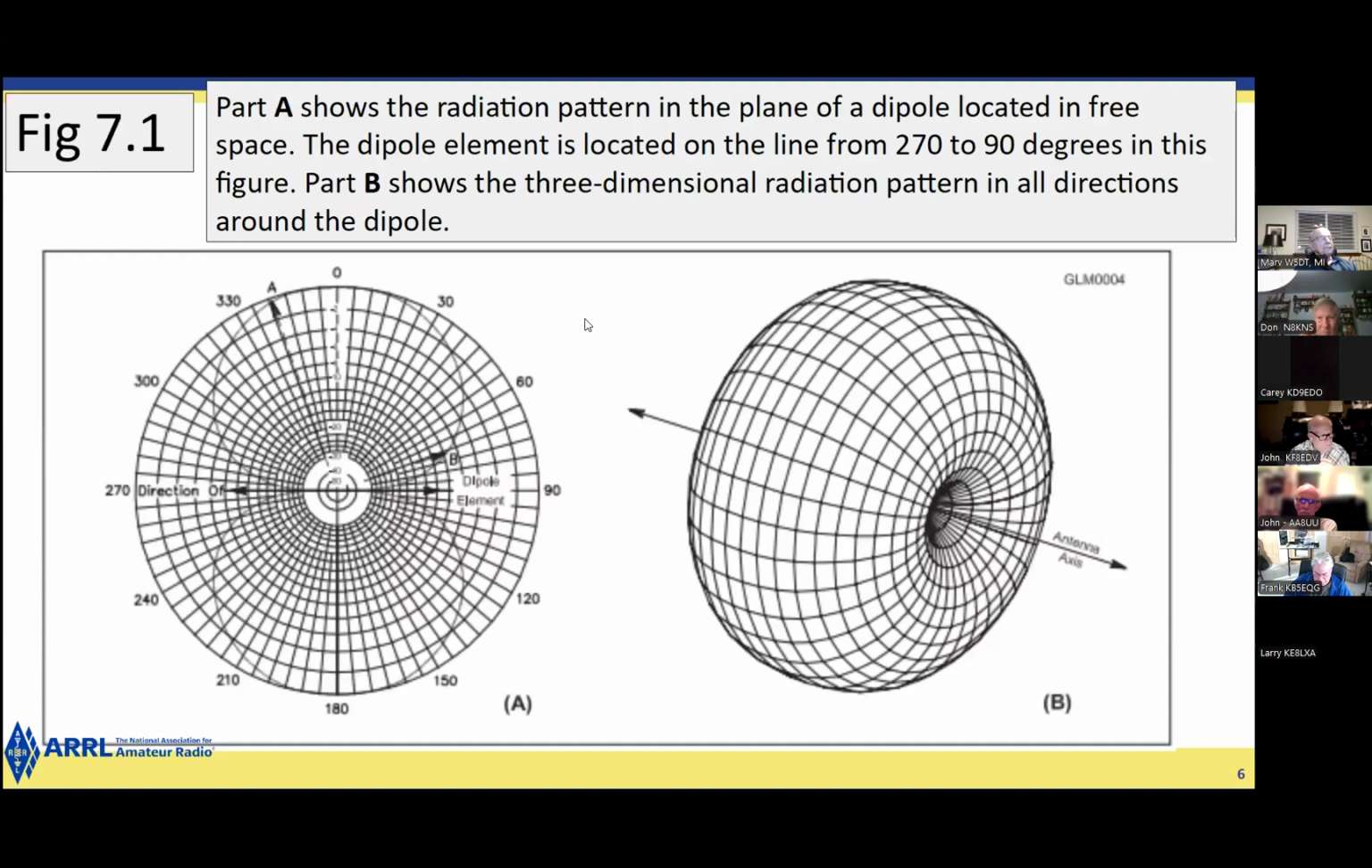And here it is, as an isotropic in free space. It only exists in free space like this. In reality, this does not exist because we have ground effects, we have all kinds of effects that would change this pattern. But this is the basic figure 8 pattern, as you see here on the left. And it would broadcast out this way and this way.